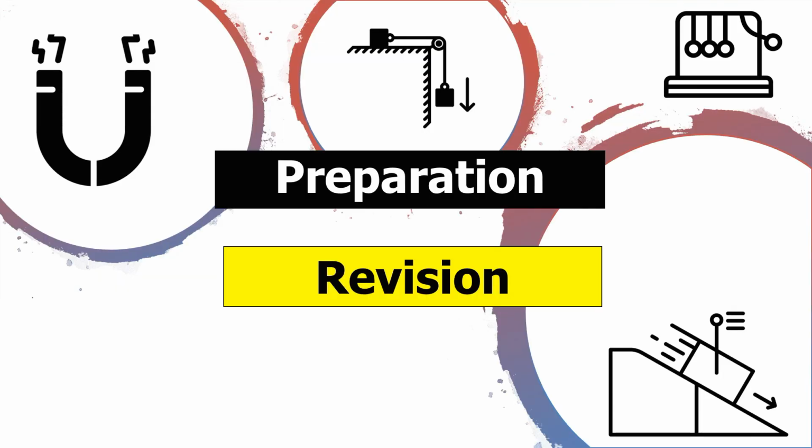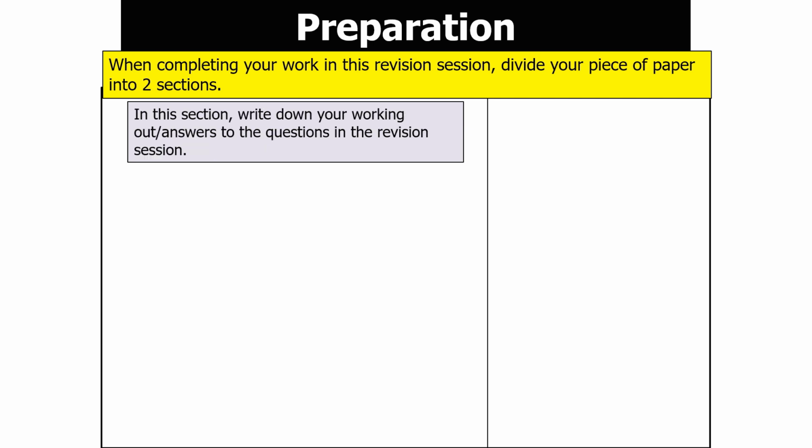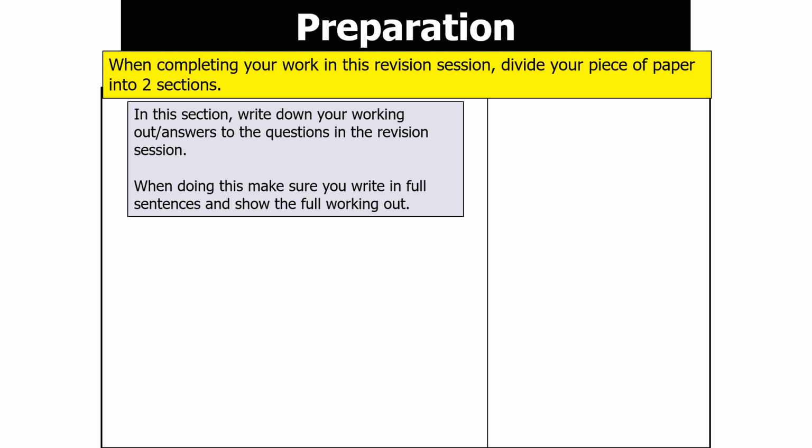So how should you prepare for this revision session? When you complete your work in this revision session, divide your piece of paper into two sections. Make the section on the left hand side larger than the right hand side, and in this left hand side section write down your working out and answers to the questions in the revision session. When you're doing this, make sure you write in full sentences and show your full working out.